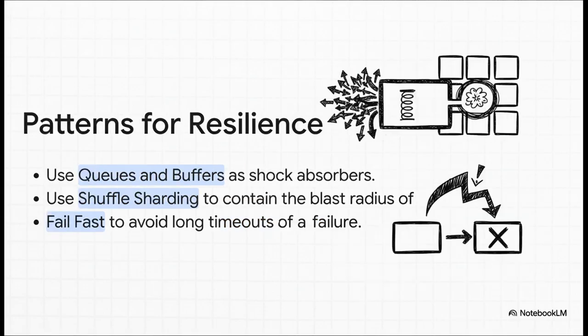So, to fight back against that chaos, we can use some proven, battle-tested patterns. Queues and buffers act like shock absorbers to smooth out those traffic spikes. Cool techniques like shuffle sharding help contain the blast radius of a failure, so a problem for one small group of users doesn't bring down the whole system. And the fail-fast principle is all about signaling problems immediately, instead of letting things hang and time out, which can cause, you guessed it, a cascading failure.